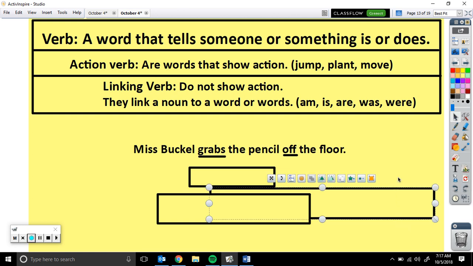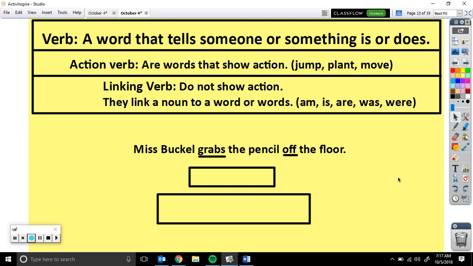So I'm going to show you a sentence. Miss Buckle grabs the pencil off the floor. And I want you to think which one of the underlined words is a verb. It could be a linking verb, it could be an action verb. I want you to think about it. I'm going to give you about 5 seconds to think. Is it grabs or is it off?